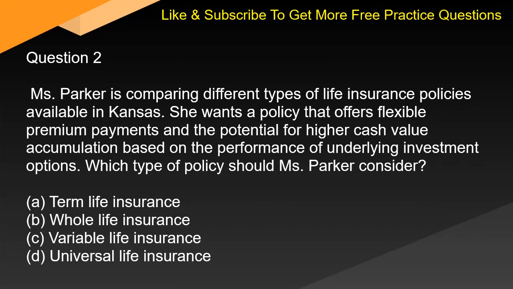Question 2. Ms. Parker is comparing different types of life insurance policies available in Kansas. She wants a policy that offers flexible premium payments and the potential for higher cash value accumulation based on the performance of underlying investment options. Which type of policy should Ms. Parker consider? A. Term life insurance. B. Whole life insurance. C. Variable life insurance. D. Universal life insurance.